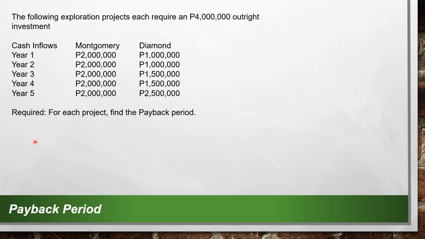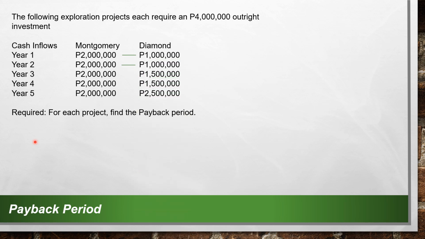So let's get the payback period. For Montgomery, you can still apply it. On the first year, that's recoverable 1 period. Second year, it's 1. So the payback period is 2. Or simply, 4 million divided by 2 million. So we get 2.